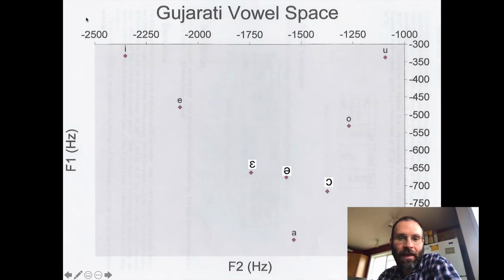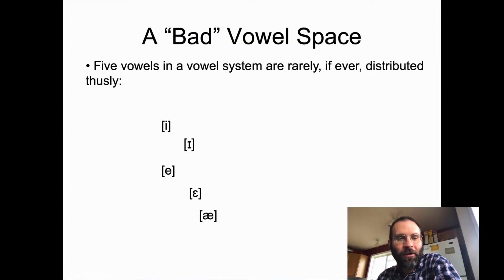So it's nice and symmetrical, more or less, even though it's real data, which is often pretty messy. What you don't normally see is something that is a mess in the vowel system of a language. You don't normally get 5 vowels arrayed like this, like e, I, a, and they're all kind of here in the front. Why is that?